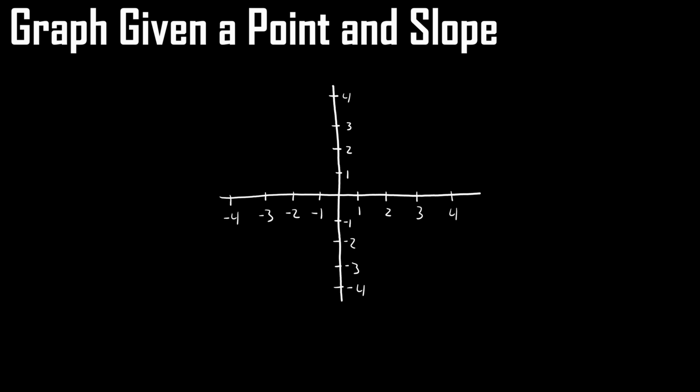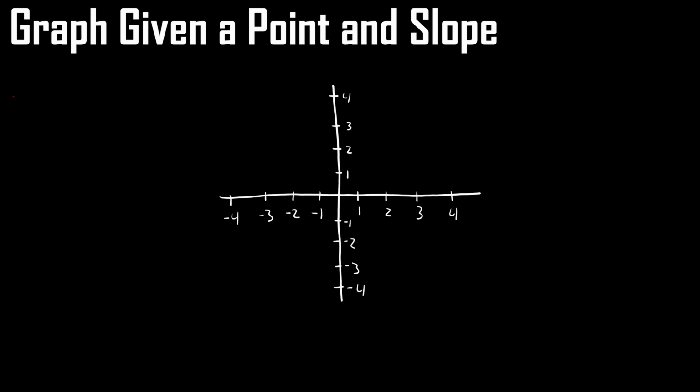So now that we understand slope, we can now graph lines given a single point and the slope. We're going to do this by first plotting the initial point, then using the slope, the rise over run, to determine the next point. Then we're going to connect the dots with a straight line. So let's do 2 examples.